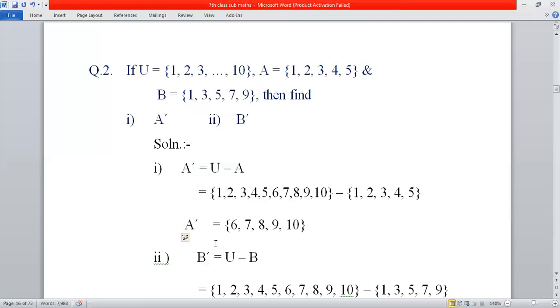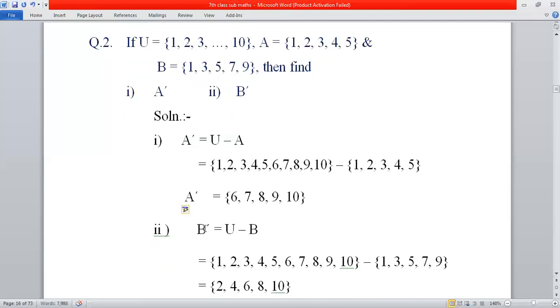Now we have to find the B complement in the same way. B complement, we write the B complement is universal set minus B. B complement means what? Universal set minus B. So universal set, you know that the first 10 natural numbers, we copy the universal set here, and then the negative sign, and then the set B, 1, 3, 5, 7. So from the first 10 natural numbers, the first 10 odd numbers will be subtracted, and the rest of the values will come.